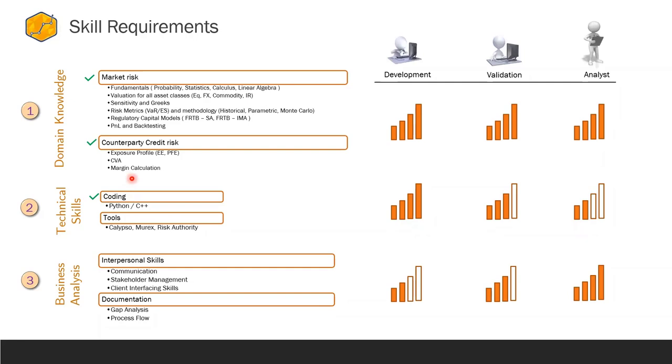So yes, we will cover development as well as validation. I'll show you the syllabus slide. There we'll go through all the contents of the course.